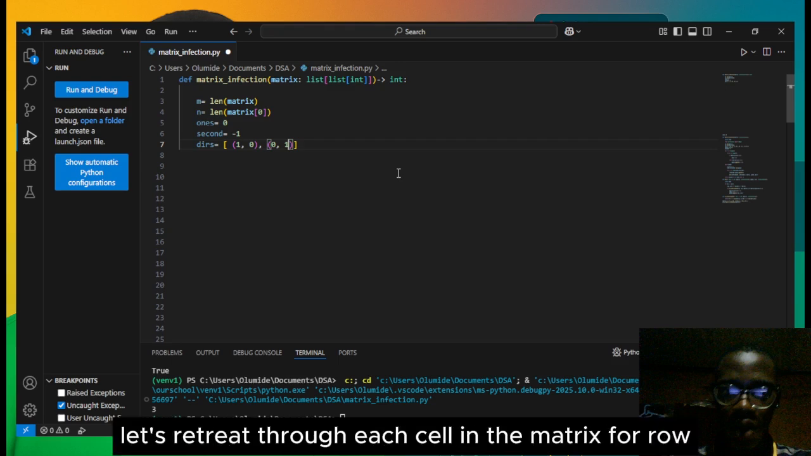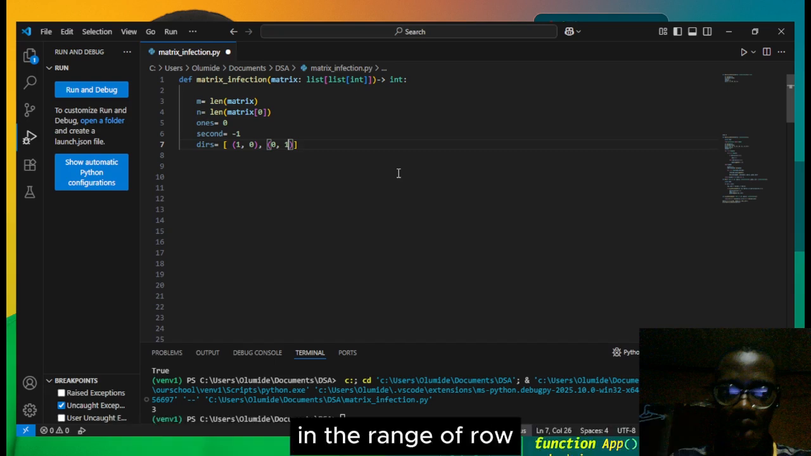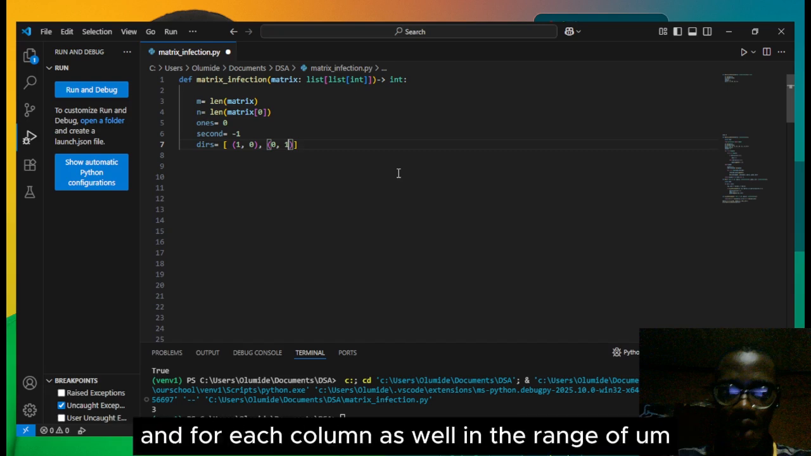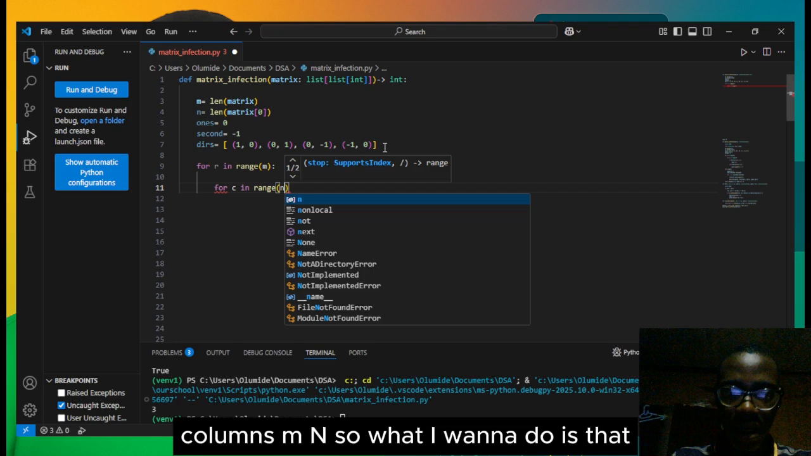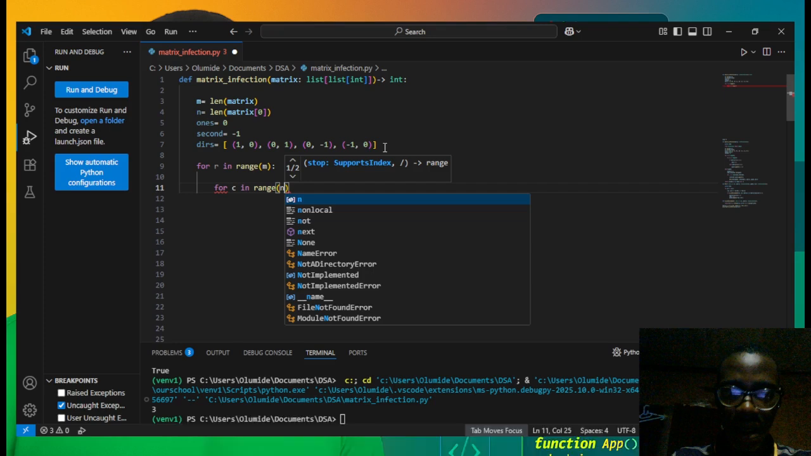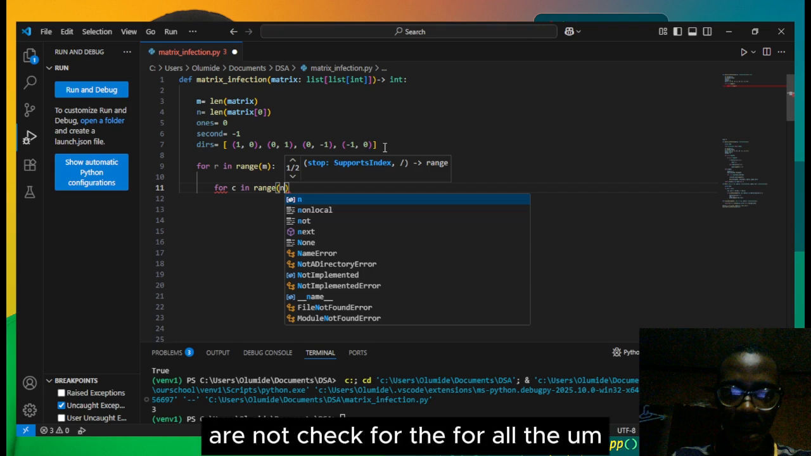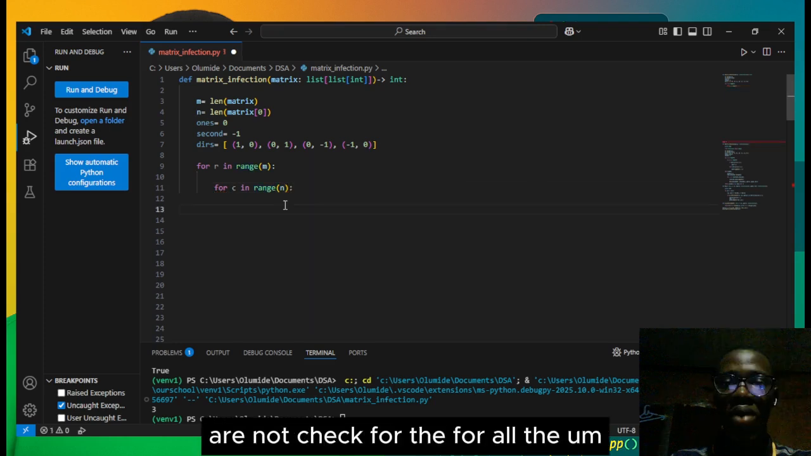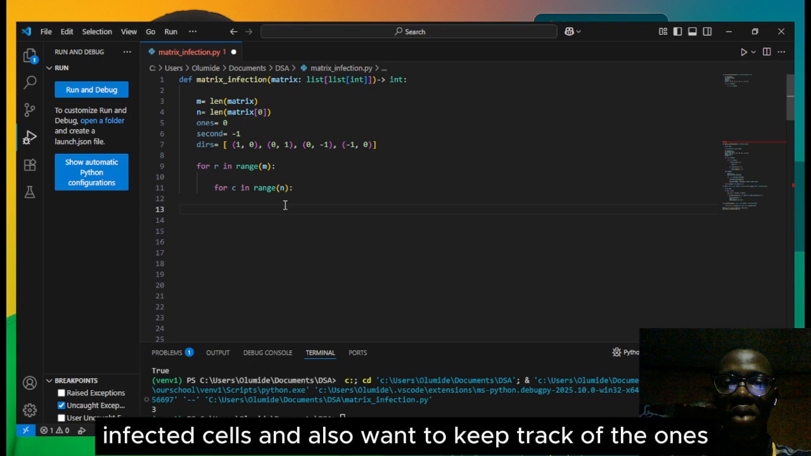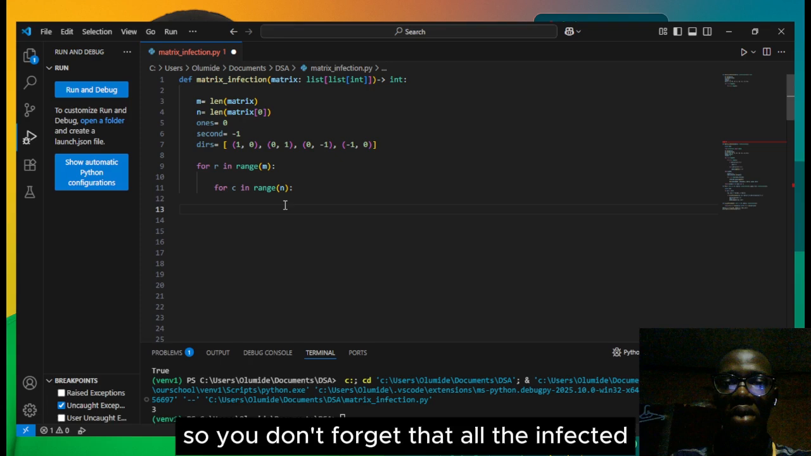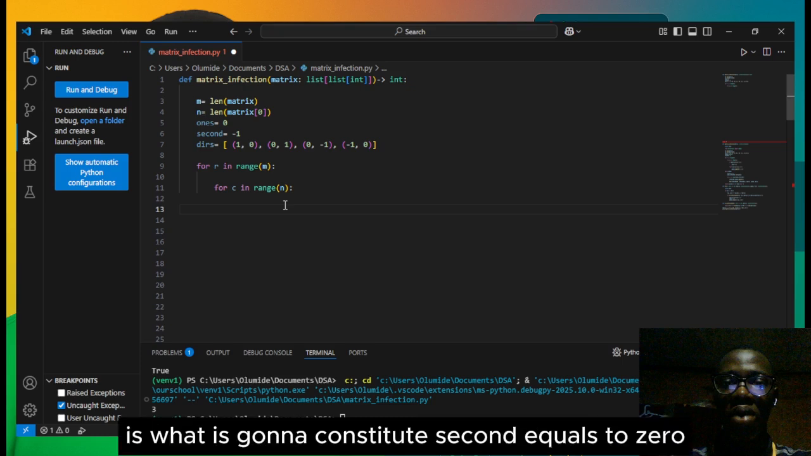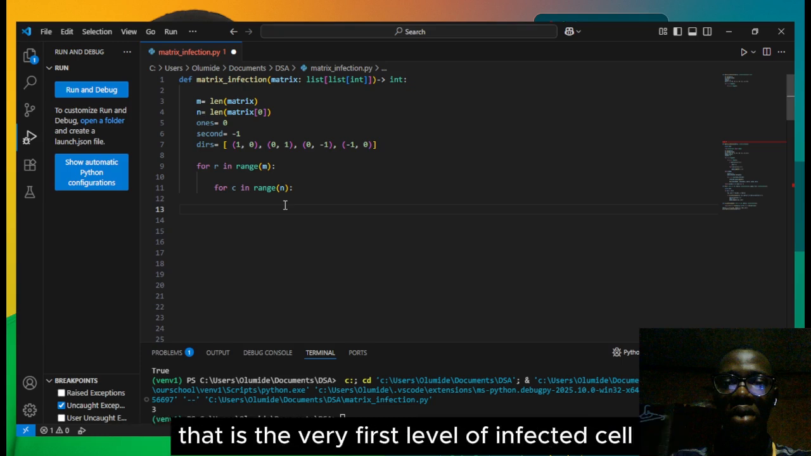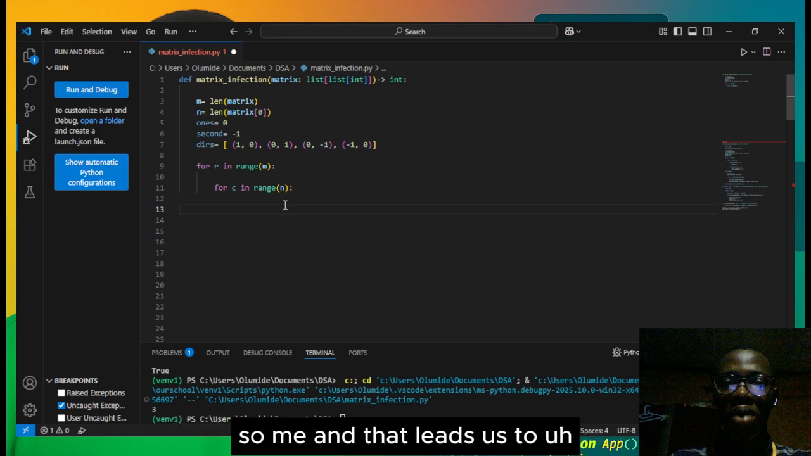Now let's iterate through each cell in the matrix, for row in the range of rows, and for each column in the range of columns, m and n. What we want to do is check for all the infected cells, and also keep track of the ones. Don't forget that all the infected cells initially in the matrix constitute second equals 0, the very first level of infected cells. And that leads us to an important observation.